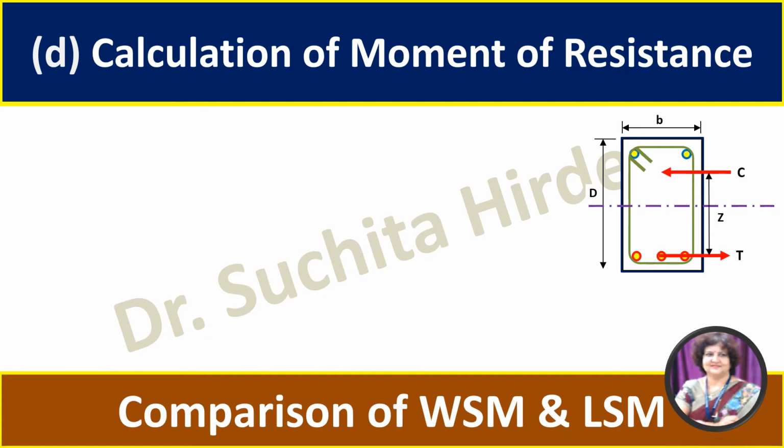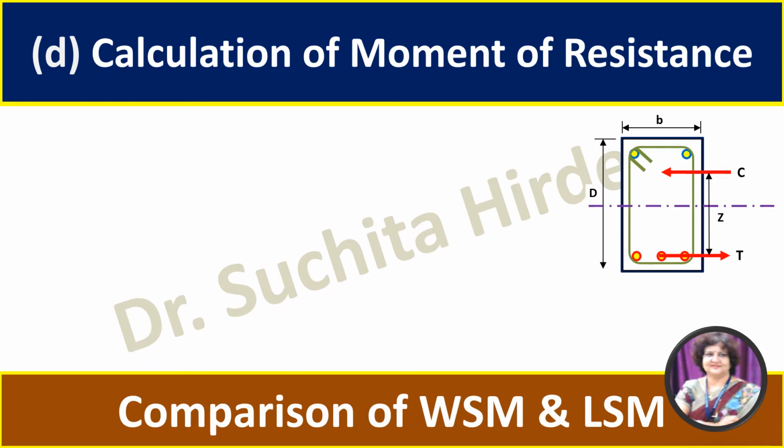Z is the distance between these two parallel forces. C and T are equal and opposite and they are parallel, so they form a couple. The moment of this couple is nothing but the moment of resistance, and we know that the moment of a couple we can calculate either as C into Z or T into Z. So this is how we calculate moment of resistance.